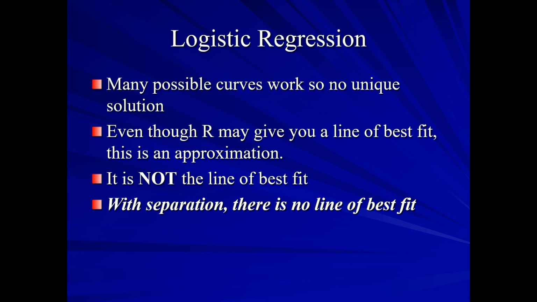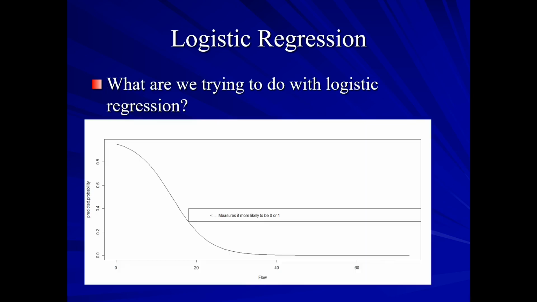Now, the easiest way to determine this when we look at R, we're going to see that R is either going to tell us that the algorithm didn't converge, or it may possibly give us number of iterations is 25, in which case that's our magic number. If we hit 25 iterations, that means we were unable to converge.